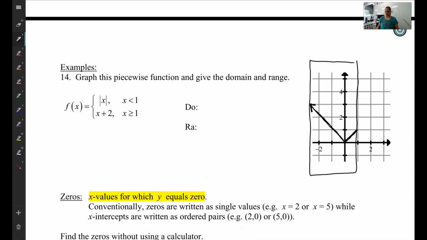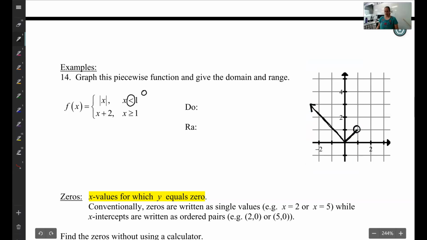So let's go back to this one now. I want x is less than 1. Is that going to be an open circle or a closed circle? Going to be open. So at the end of this, I'm going to put an open circle. Now I want you to do that second half, x plus 2 for x is greater than or equal to 1. Make sure you're graphing it on the right section, only when greater than or equal to 1, and make sure you watch your circles. Okay, hopefully this is what you got right there. And we have a closed circle because it's greater than or equal to.